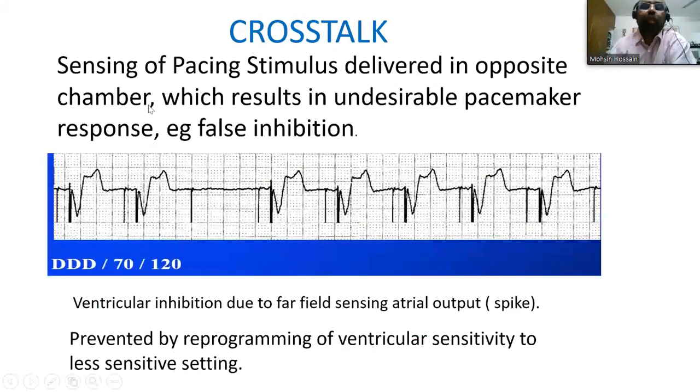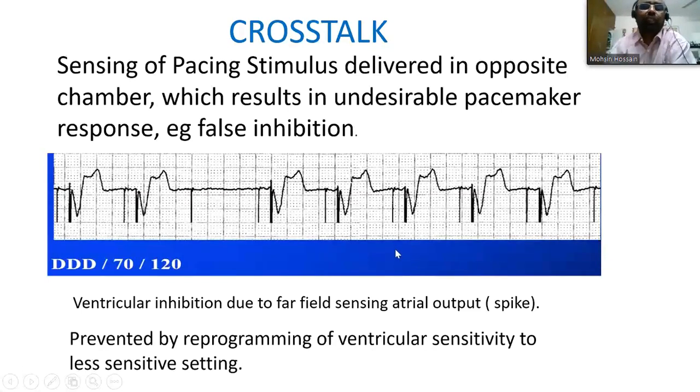This is crosstalk. Crosstalk is the sensing of the pacing stimulus delivered in the opposite chamber, which results in an undesirable pacemaker response, that is, false inhibition. Here you can see the atrial capture, but there is no ventricular capture. The ventricular capture is absent because the ventricular lead senses the atrial spike, so it inhibits it. This is ventricular inhibition due to far field sensing of the atrial output. If this goes on for a long time, the patient will go into asystole.